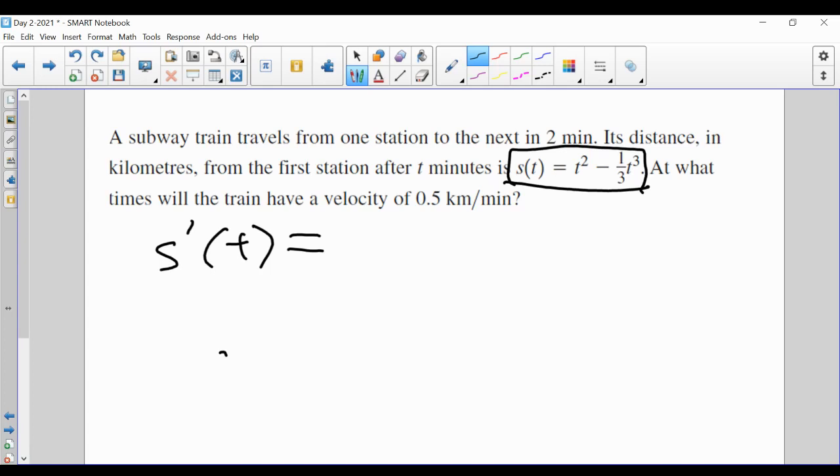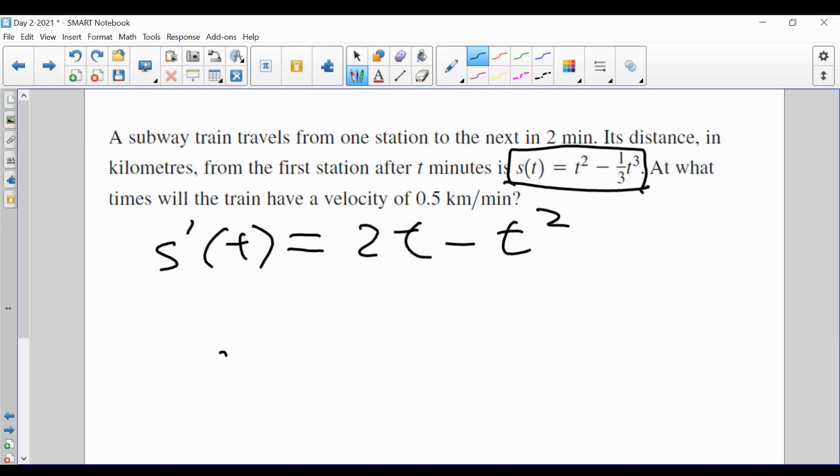So let's confirm that. The derivative of this function is 2t minus 3 times 1/3, which is 1, so that's just going to be t squared. 2t minus t squared. Absolutely. Thank you, Ashvan. Thank you, Stephen, and Danny, and Richard.